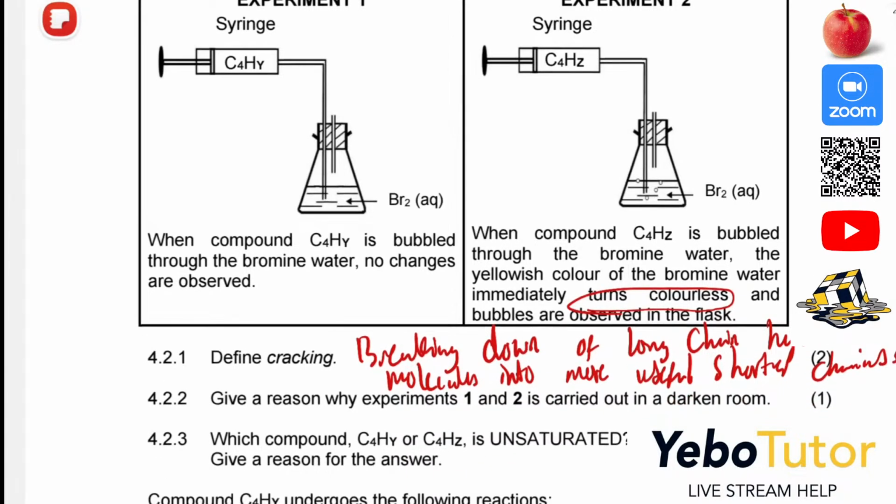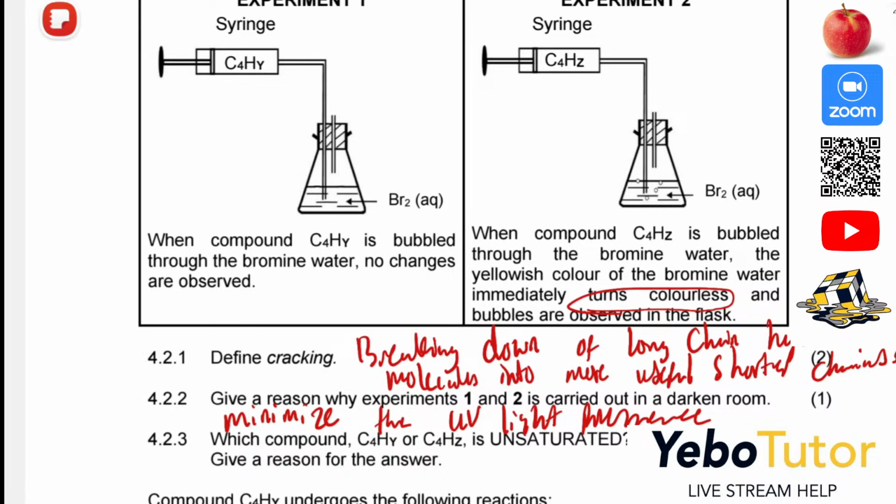Now, give a reason why experiment 1 and 2 are carried out in a different room. Guys, definitely they have to be carried out in 2 different rooms, because we know that we want to minimize the ultraviolet, which is the UV light present, so that we can have one in the dark, the other one in the presence of light. Okay, the other one here you can say that no substitution reaction can occur in a saturated hydrocarbon.